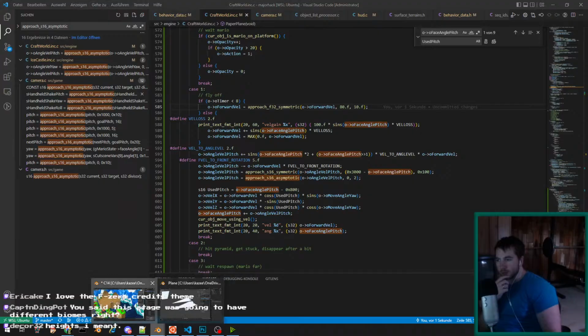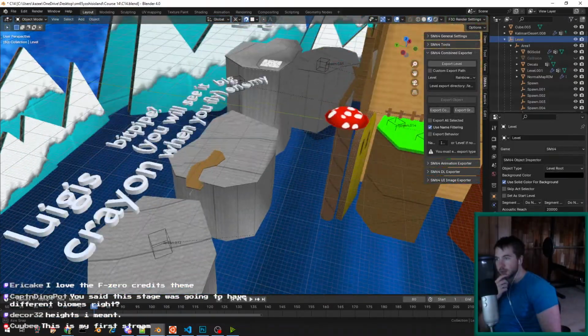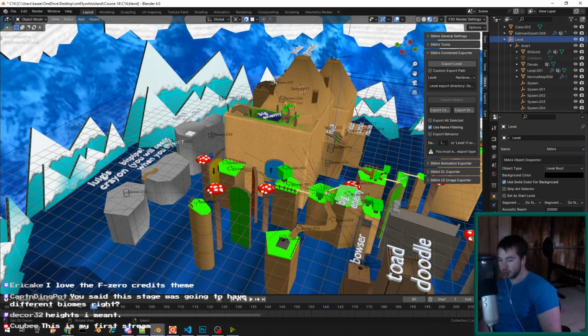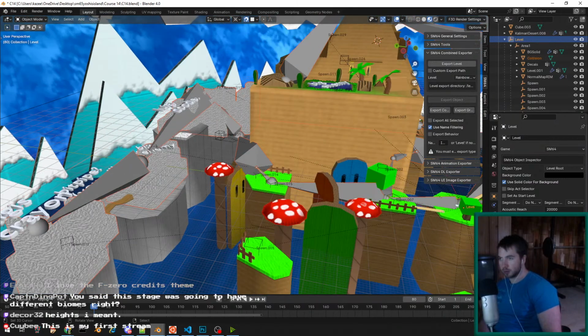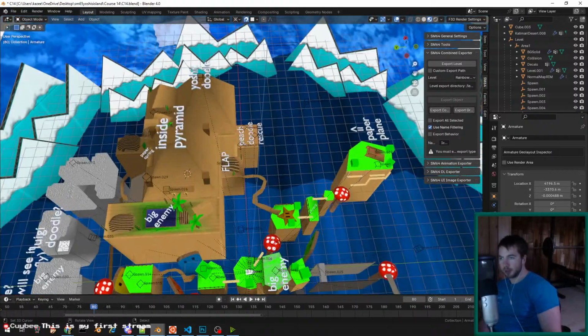Yeah, this stage does have different biomes, right? There's the desert, the permits here, and then there's the mountains here with the styrofoam. And then there is the castle here, and the grassland.